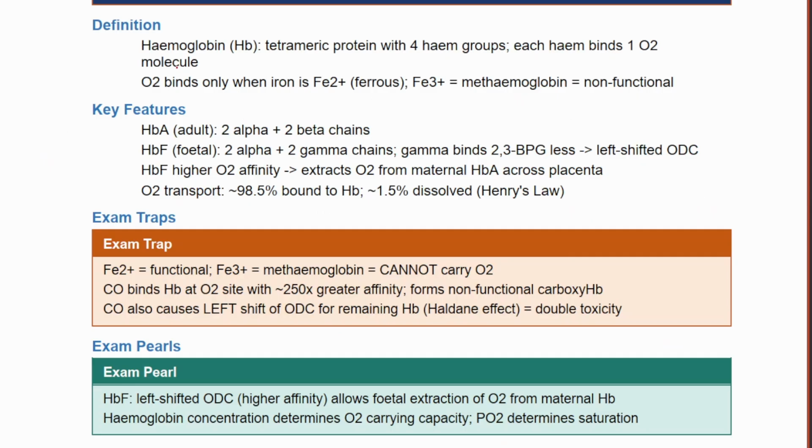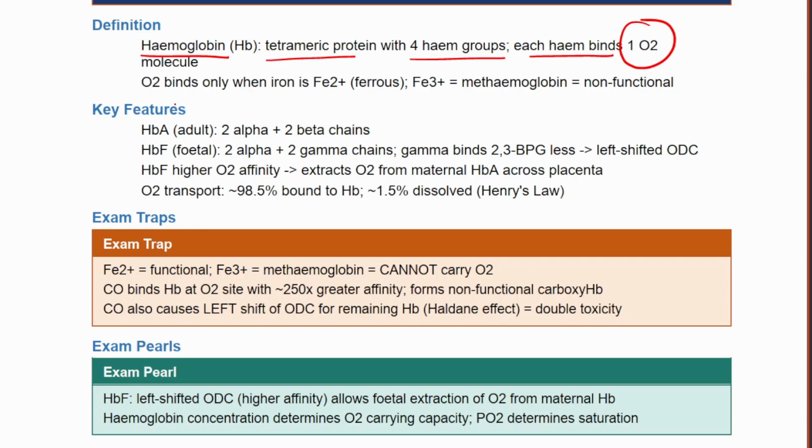Now let's link the structural variations, biochemical definitions, and competitive mechanisms directly to the terms on your slides to keep your exam performance flawless. Starting with our core definition. Hemoglobin is a tetrameric protein containing 4 heme groups, where each individual heme binds to exactly 1 molecule of oxygen.